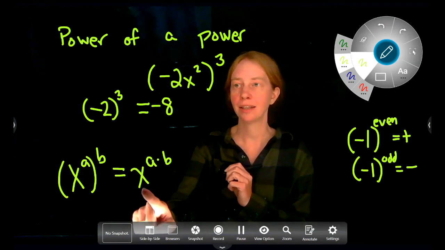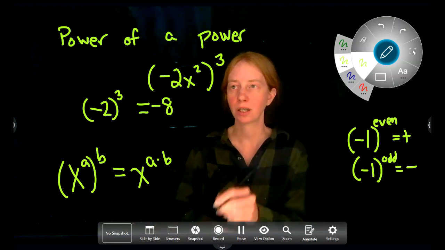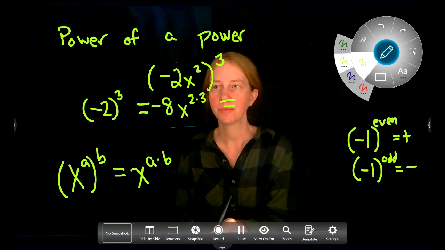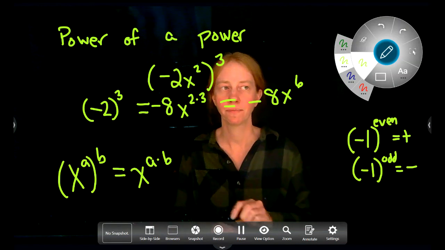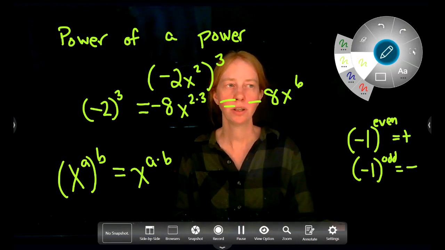Now we're going to apply this same rule, x to the 2 times 3. I'll write that down here, 2 times 3. We'll simplify that one more step. So we have -8 times x to the 6th. Super similar to what you had before. Let's do another problem just to make sure you're feeling real comfortable.